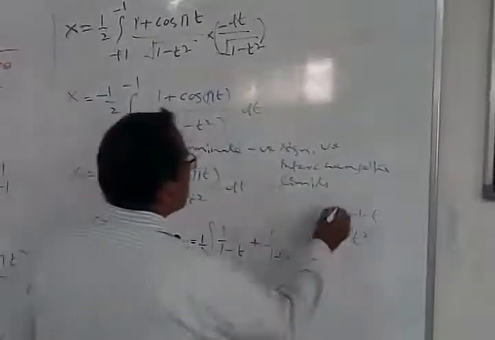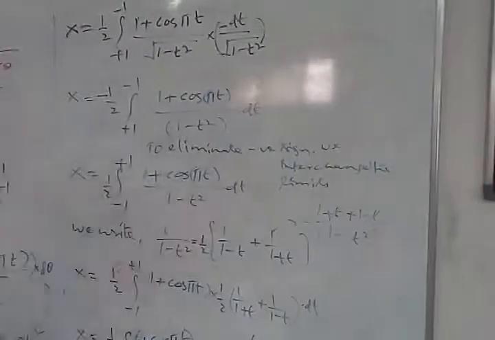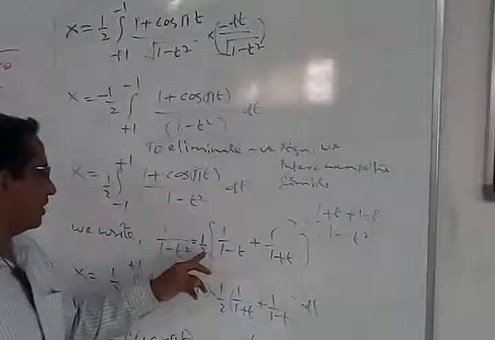What is that I will be getting now? This t will get cancelled. I will be getting 2 by 1 minus t square. What I want is 1 by 1 minus t square. So therefore I simply multiply this by 1 by 2.